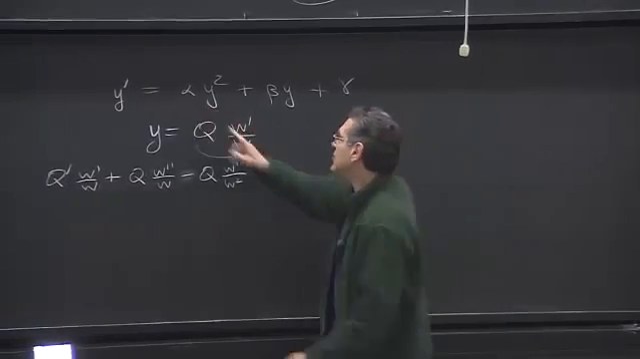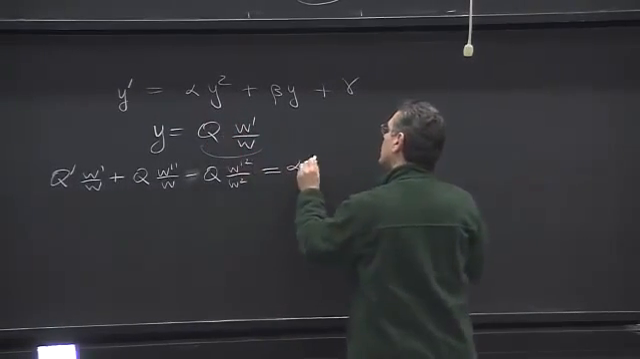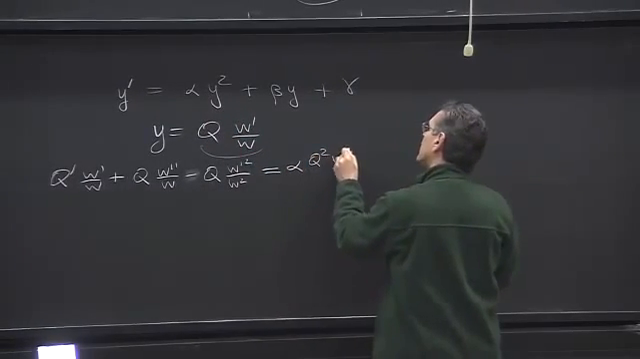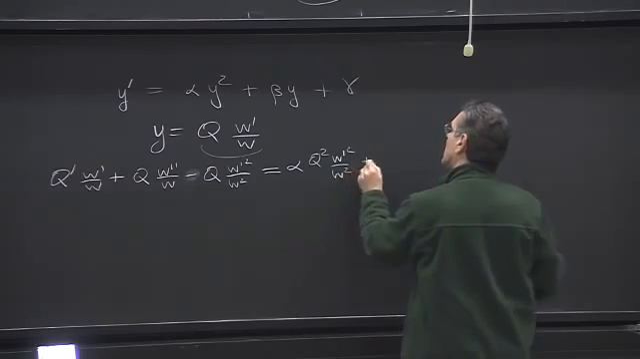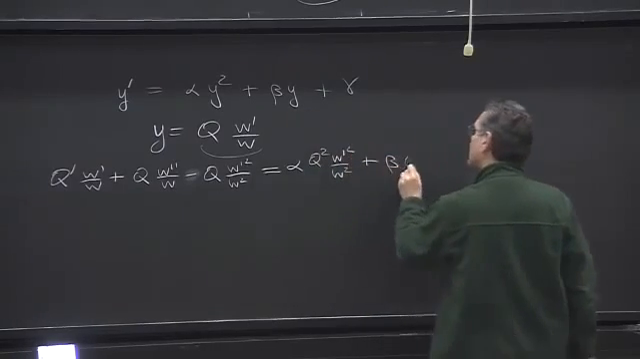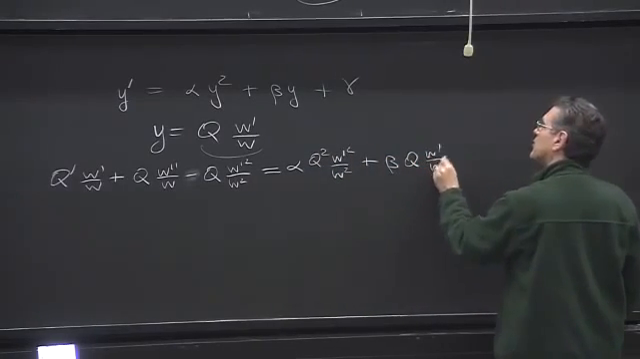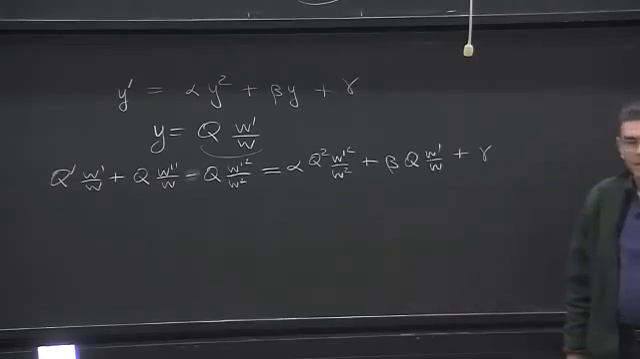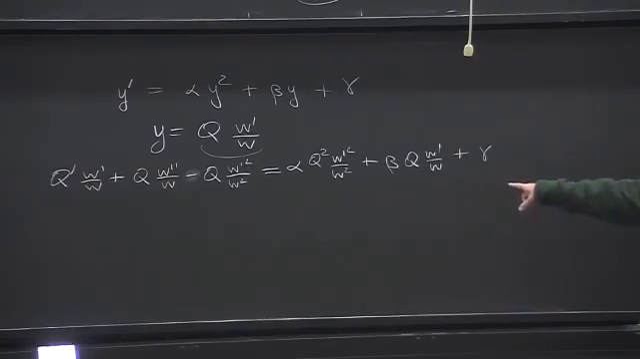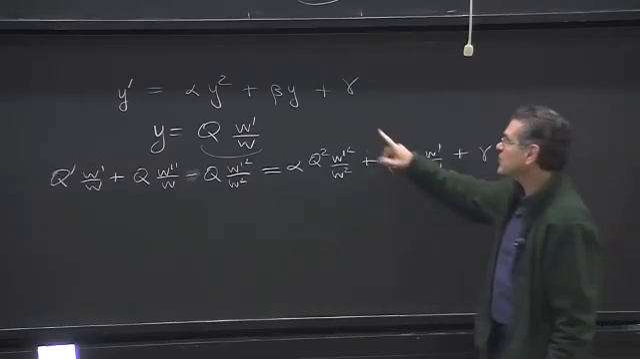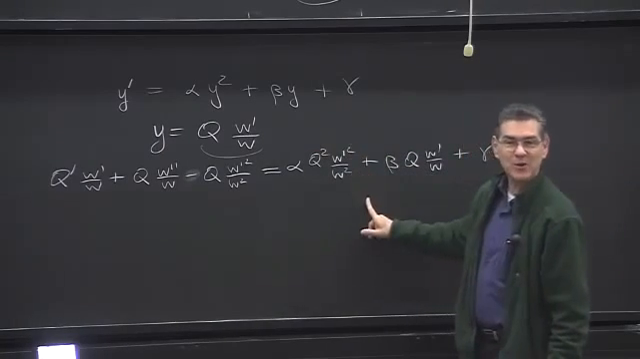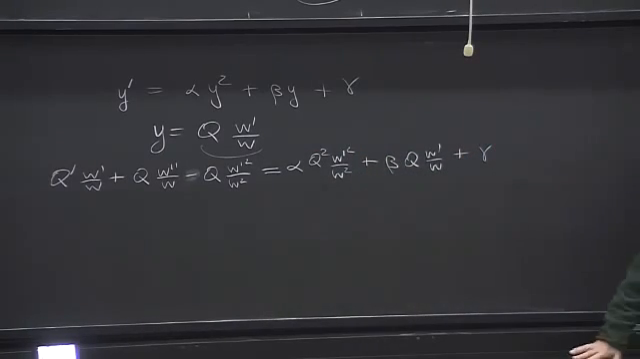And this is alpha times y squared, which is q squared w prime squared over w squared. And then there's a beta times y, which is q times w prime over w, plus gamma. This doesn't look like progress, right? Because we started with an equation that had 4 terms, and now we have an equation with 6 terms. Blech!